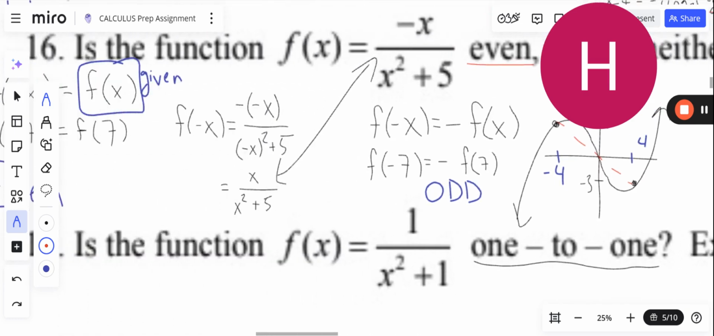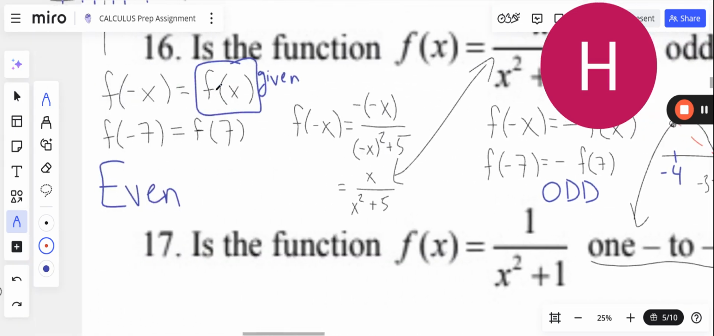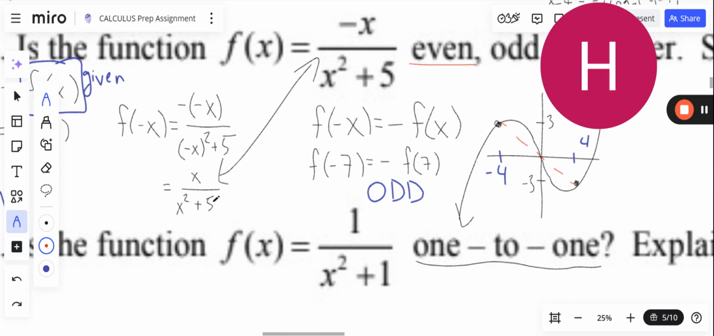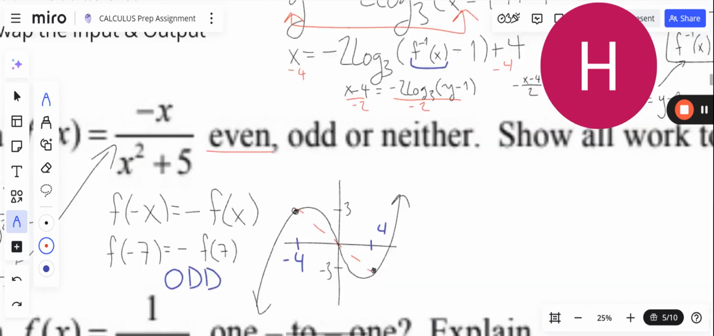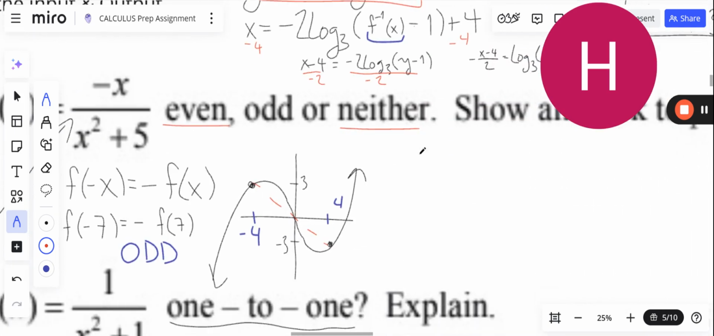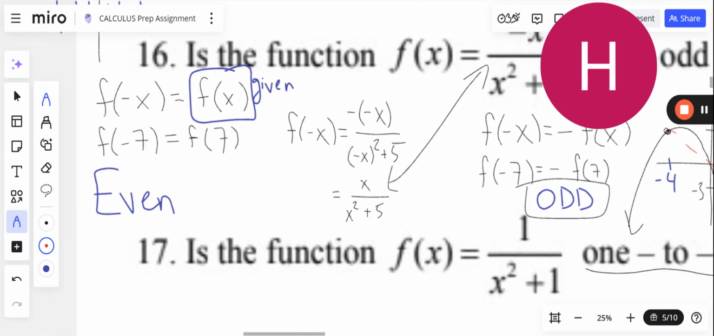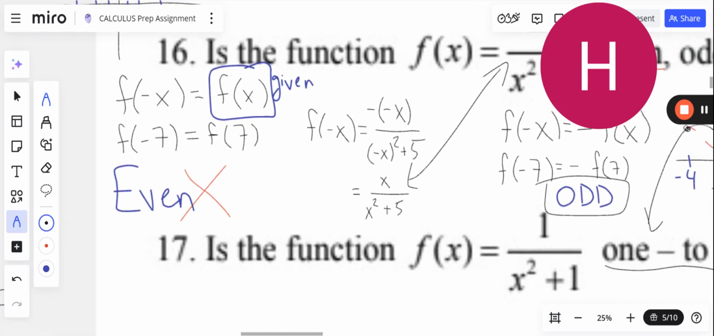Now, if it were not the same as the original when I plug in -x, and it were also not just the opposite, like this ended up being the opposite of f of x, if neither of those two things happen, then the function would be neither even nor odd. Okay, so this function turns out to be odd. Even, we checked it, and that's not true.